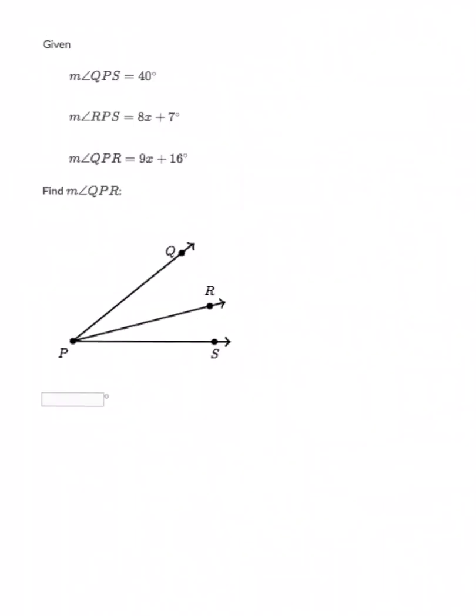This next one gives me angles, and it's using the 3 letters. So the measurement of angle QPS is 40, from Q to P to S. That means the entire angle is 40 degrees. And then they give me what each of the smaller angles is. They give me RPS is 8x plus 7. They give me QPR is 9x plus 16.